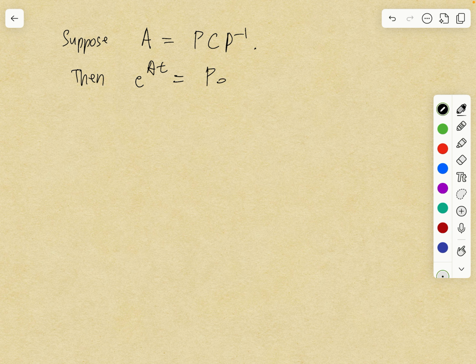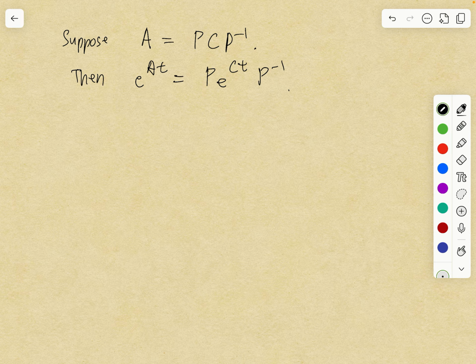Suppose that you can write the matrix A as P C P inverse for some matrix C and some matrix P. The fact that you have a P inverse implies that P is invertible, right? One of the facts about the matrix exponential is that e to the At is just P times e to the Ct times P inverse.